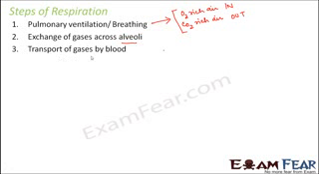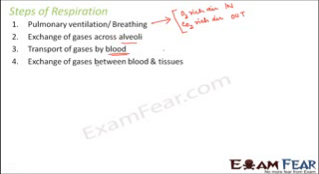The third step would be the transport of gases by blood. Once the oxygen is sent from alveoli to blood, the blood needs to carry it to different parts of the body. So blood will carry oxygen from alveoli to different parts of the body, and blood will also carry carbon dioxide from different parts of the body to the alveoli. So that is the transport by blood.